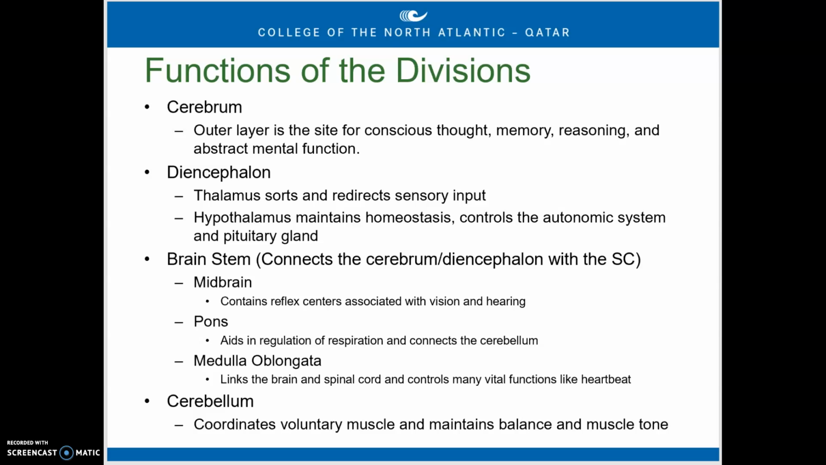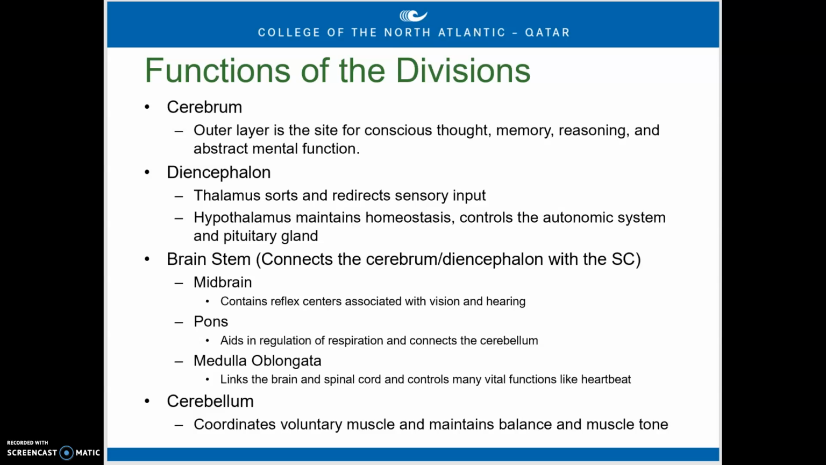Now, what are each one of these divisions responsible for? Well, we did touch on this in the lab. The cerebrum, of course, is going to be the biggest layer. It's going to be the outer layer of the brain, and it's going to be responsible for your conscious thought. Okay, that's the way you reason, thinking critically, your memories, your thoughts, abstract mental function. All of that takes place in the cerebrum.